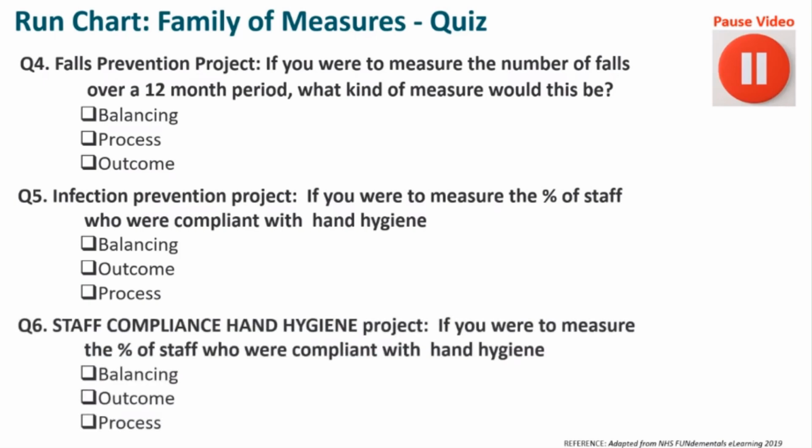And a staff compliance hand hygiene project. Now, if you were to measure the percentage of staff who are compliant with hand hygiene, in this particular project, is this a balancing measure, an outcome measure, or a process measure? So pause the video and reflect on the questions and choose your answer.